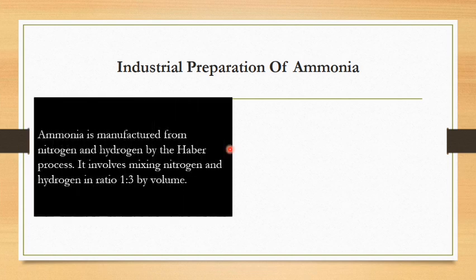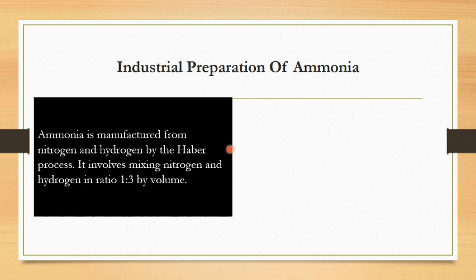Now, ammonia is manufactured from nitrogen and hydrogen by the Haber process. So if you are asked a question, how can you prepare ammonia industrially, it is by the Haber process. Haber is the name of the person, one of the people that discovered how to produce ammonia on a large scale. So in this Haber process, nitrogen and hydrogen are combined together in the ratio of 1:3, that is 1 volume of nitrogen and 3 volumes of hydrogen.